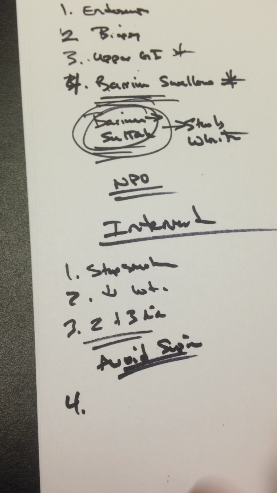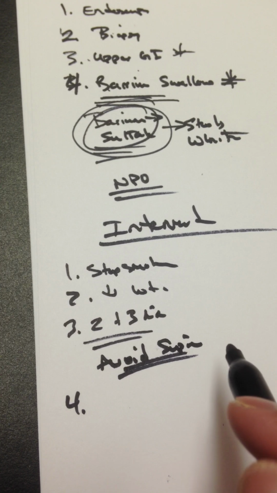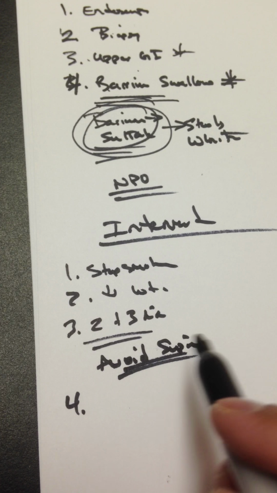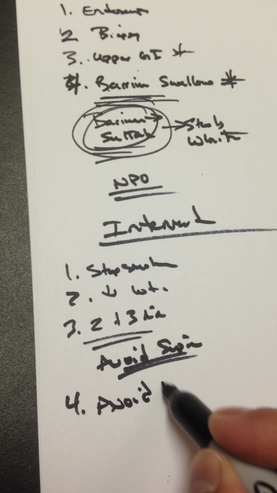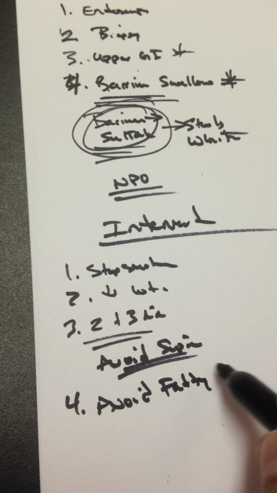Number 4, you want to tell them to avoid fatty foods, fatty, greasy foods. Remember that fatty foods are going to decrease gastric emptying. So again, avoid fatty foods.